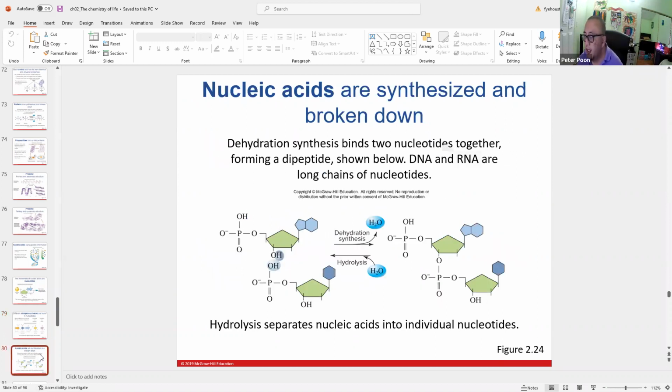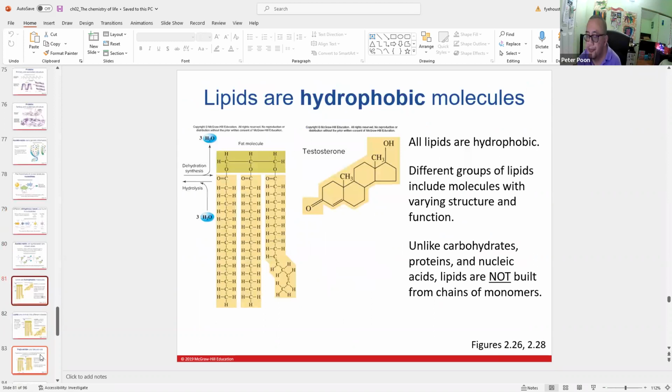And again, dehydration synthesis and hydrolysis. All right, so the last group we'll talk about are fats. The other 3 groups that we talked about function primarily in water. Fats do not. Fats or lipids are hydrophobic molecules, so they stay away from water as much as possible. Fats are also the only group of these that are not made out of monomers. Fats are made out of 2 units.